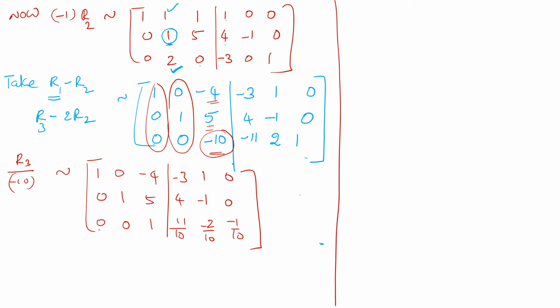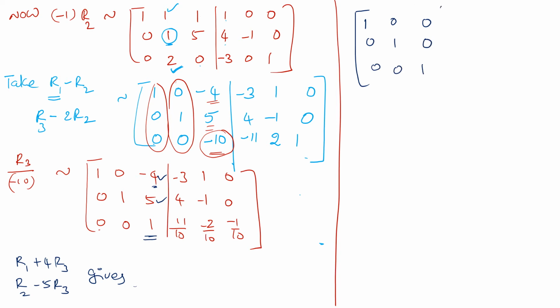And let me write here, what is the next operation after getting this 1? Using this value, convert this to 0 and this to 0. So what is the operation? First row R1 plus 4R3, this is minus 4, so this becomes plus 4, add it to first row, 0. Next one, this is R2 minus 5R3, which gives this one. The change in first row is 1 0 0, and this is 0 1 0, this is 0 0 1. Now I got the identity matrix here.